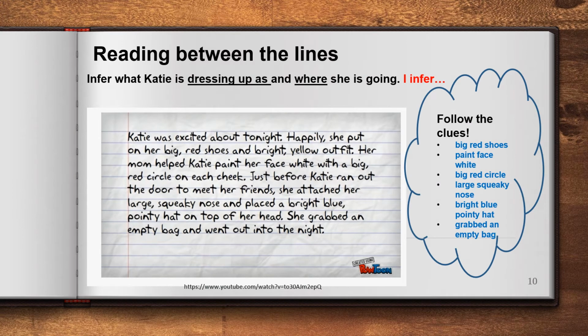So if you read this passage here, it's about a little girl who's really excited. And one of the things that I suggest that people do is use a coloured highlighter if you've got a text that you can highlight, and see if you can colour highlight the clues that tell you the answer. So the question is, where is Katie going? And the clues are big red shoes, paint face white, big red circle, and so on.